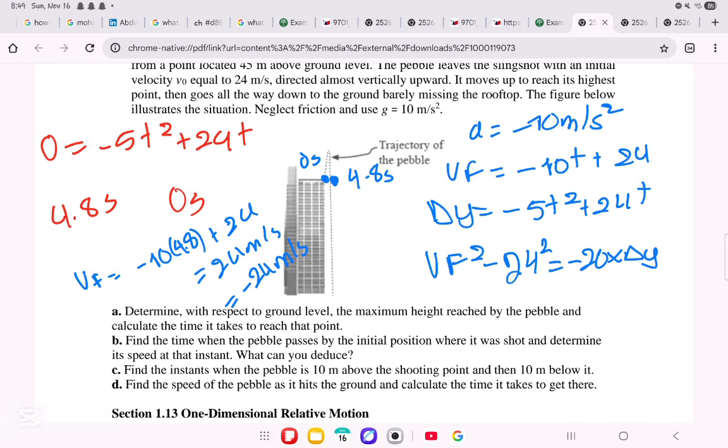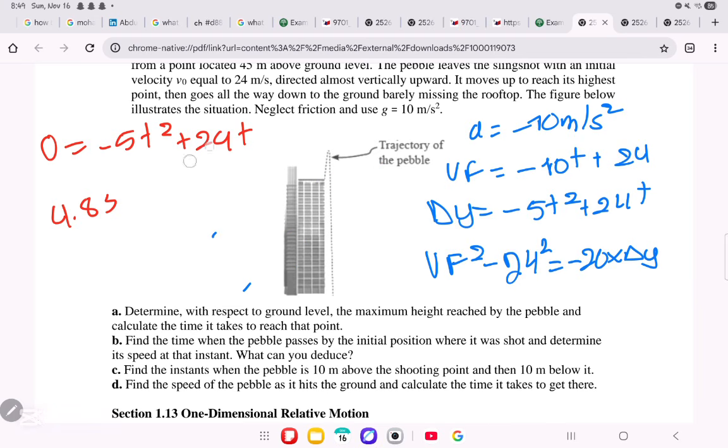We'll move on to part C. It says find the instance when the pebble is 10 meters above the shooting point, and then 10 meters below it. What does it mean 10 meters above? That means this is my initial point, 0. We need these 2 points over here. Why? Because it will be 10 meters here and 10 meters here, right?